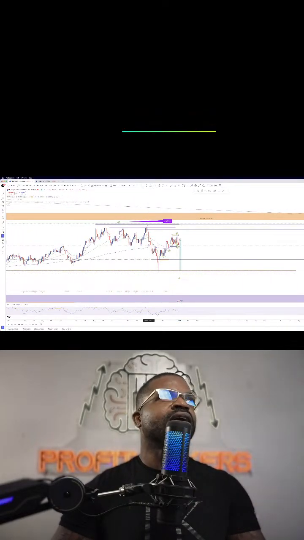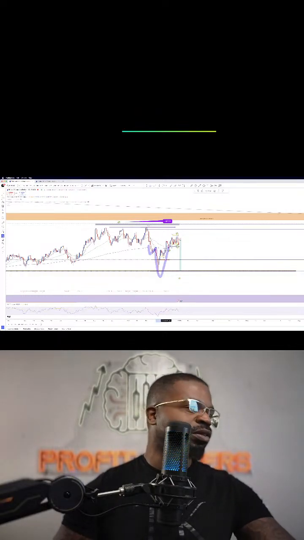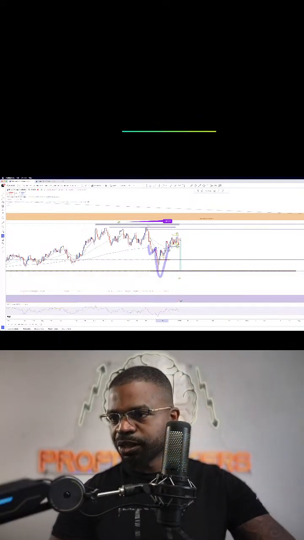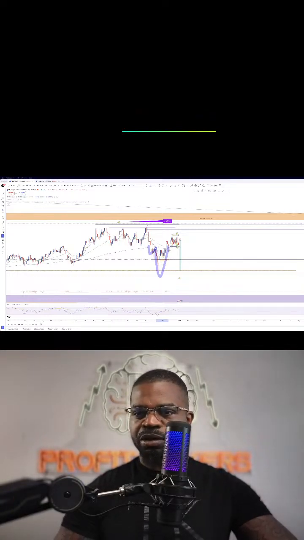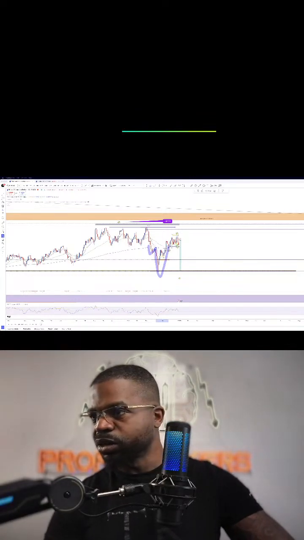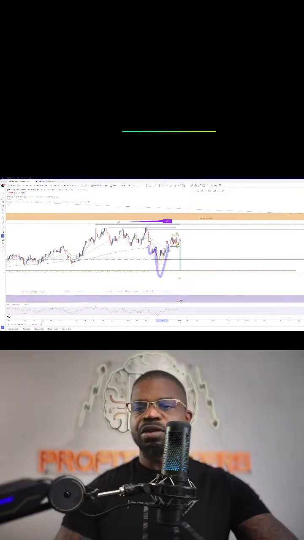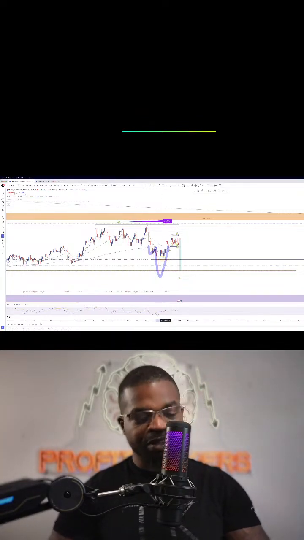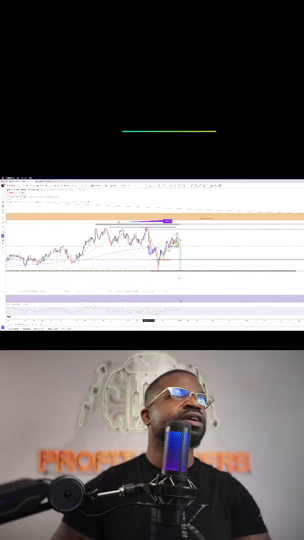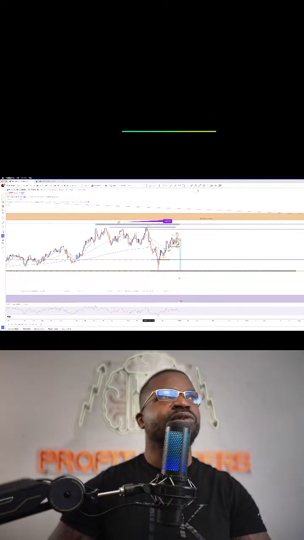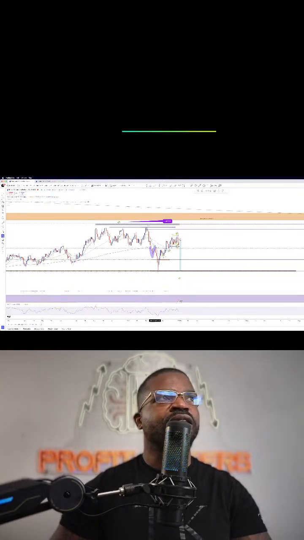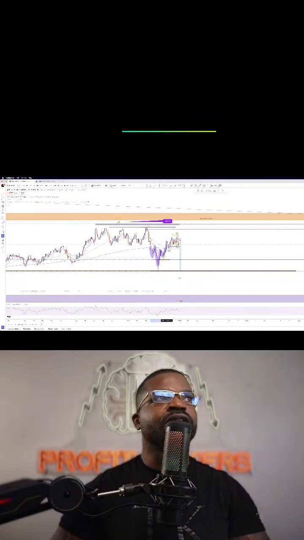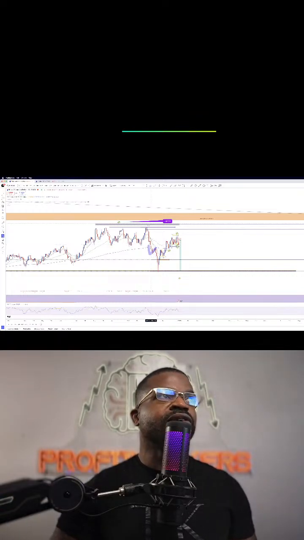Right here on the daily time frame, this pattern that we see is an inverse head and shoulders. Let me draw it again and then I'll show it to you on the line chart. So you've got this drop and this move here. So that's the inverse head and shoulders.